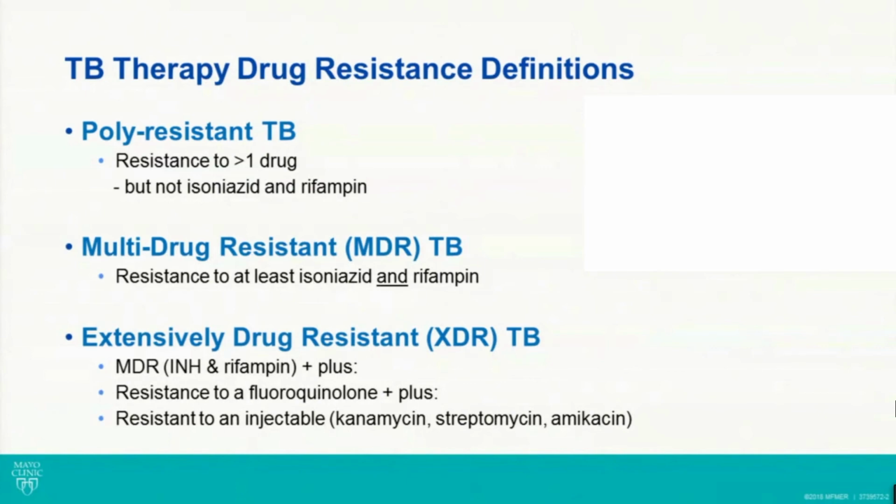multi-drug resistant tuberculosis. Now, extensively drug-resistant tuberculosis is MDR-TB, again, INH and rifampin resistance, plus resistance to one of the fluoroquinolones, Cipro, levofloxacin, moxifloxacin, one of those, plus one of the injectables like streptomycin or amikacin.